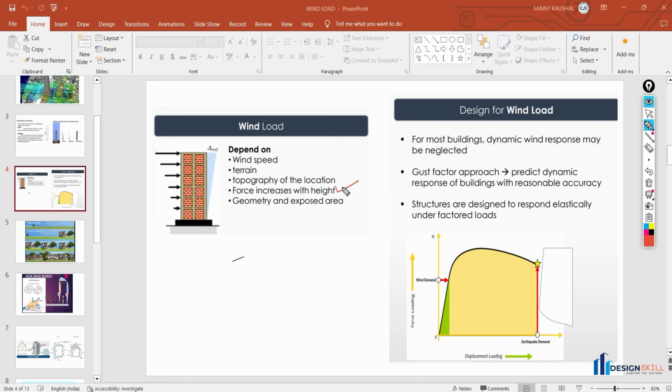It is a very obvious thing that when you increase the height of the structure, or the height of any building, the force is going to increase and the wind load is going to change on the basis of this.